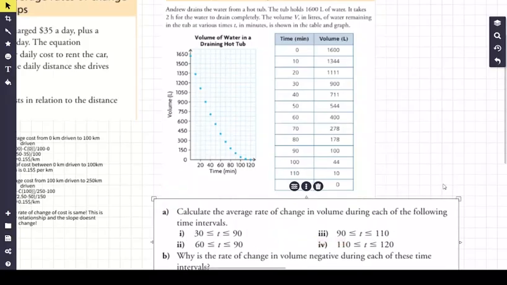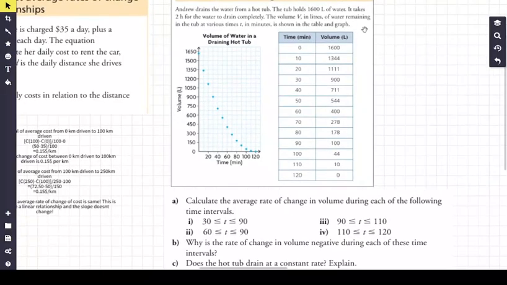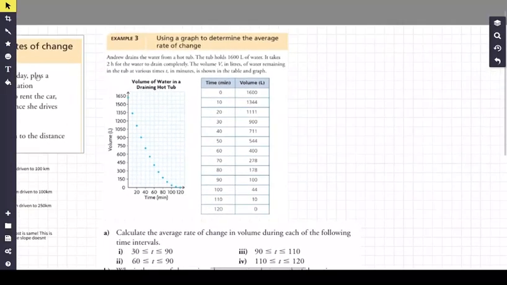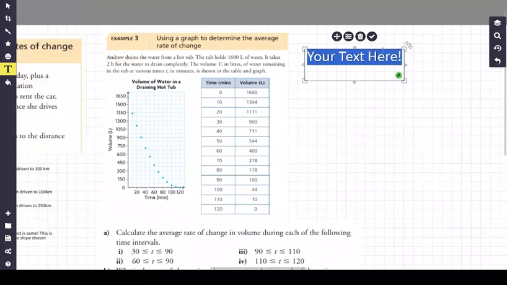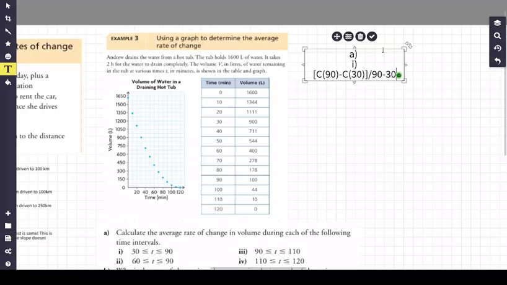So let's calculate the average rate of change. As we know, we're going to be using the same formula because we can't really get creative within the same lesson. So A, and this is question number 1: C of 90 minus C of 30 over 90 minus 30. Because we have time in minutes, we don't have to do any fancy stuff in the denominator. So let's go ahead and do that.